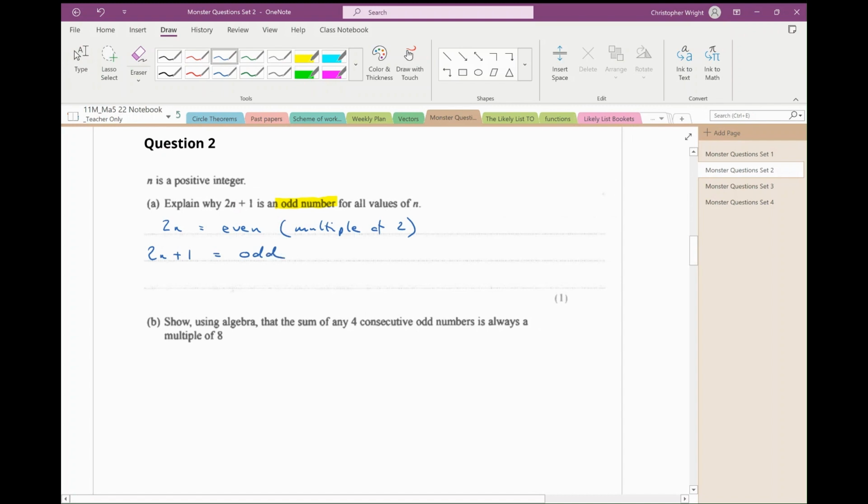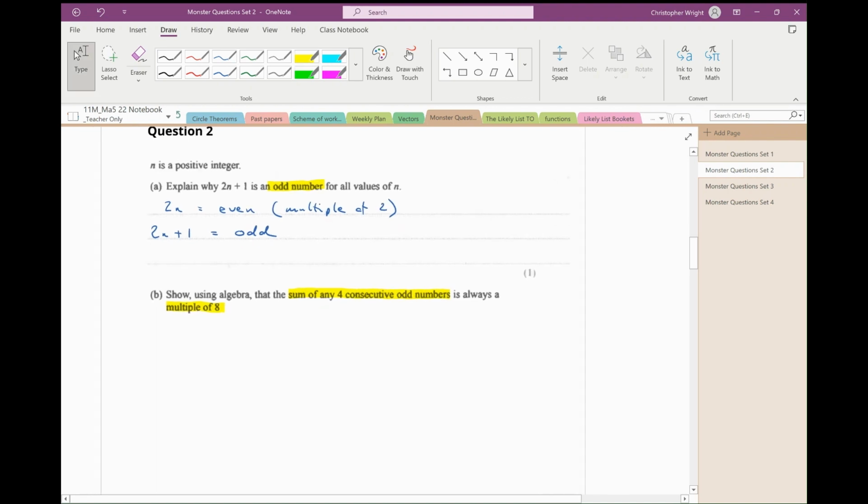Now part B. Show using algebra that the sum, the total, of any 4 consecutive odd numbers is always a multiple of 8. So I'm going to need to build up an expression for the total of 4 consecutive odd numbers. Part A has given me the expression for one odd number, 2n plus 1. The next consecutive odd number is going to be 2 more than that, so 2n plus 3. The next one is 2n plus 5, and the fourth consecutive odd number is 2n plus 7. Now, let's simplify that. I'm going to get 8n plus 16.